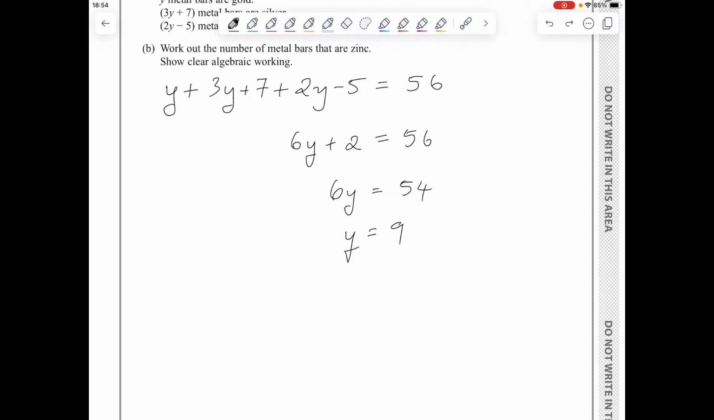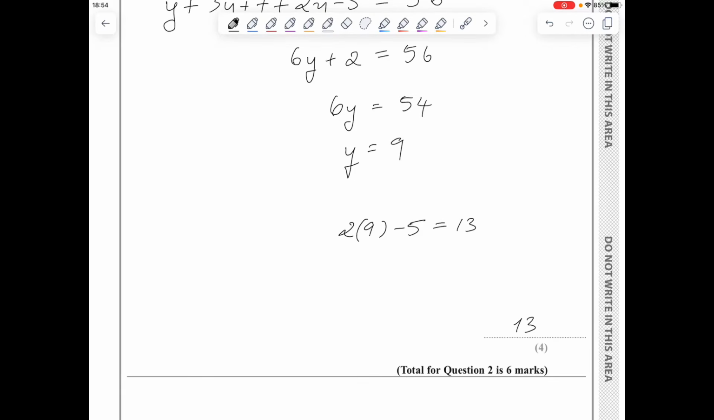I need to find the number of metal bars that are zinc. Zinc is equal to 2y minus 5. So 2 times 9 minus 5 comes out to be 13. And that's the final answer.